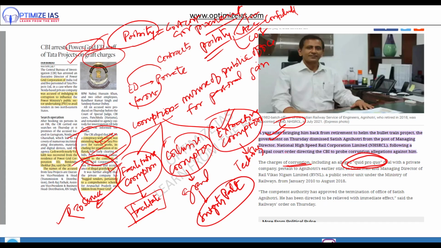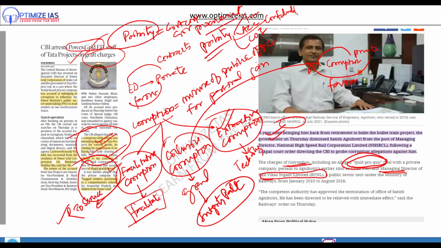When he was the managing director of Rail Vikas Nigam, he was giving some favors to private companies in return for some favor. So basically this is also a kind of corruption, collusive corruption.